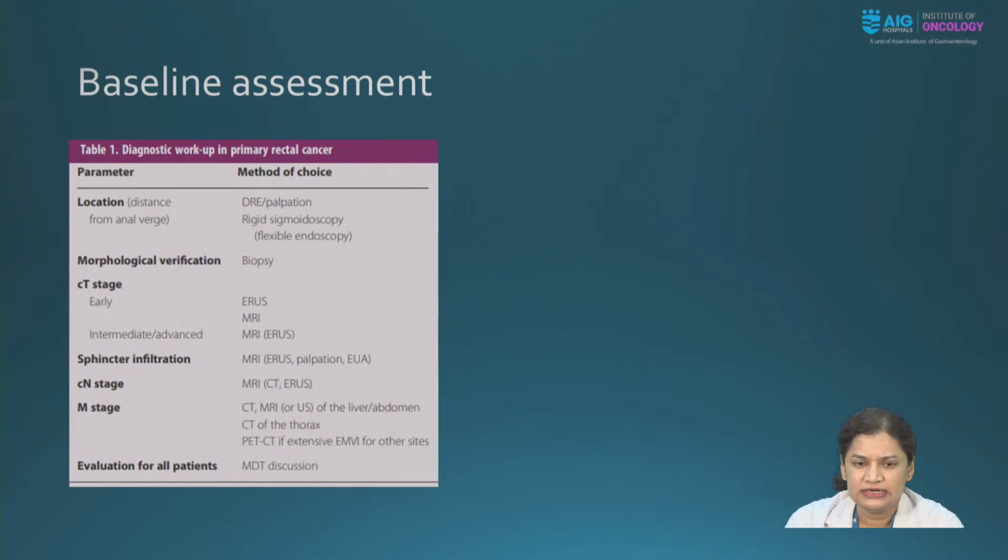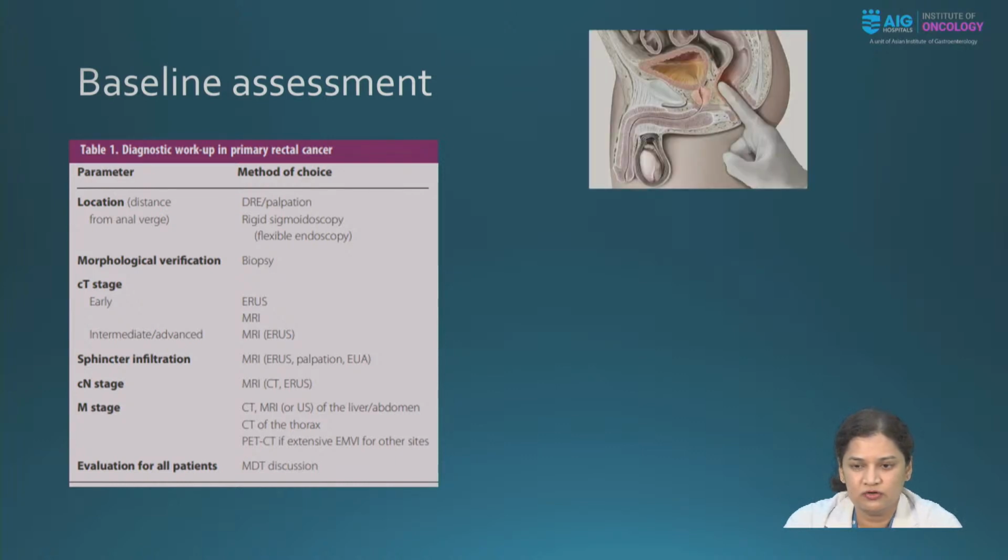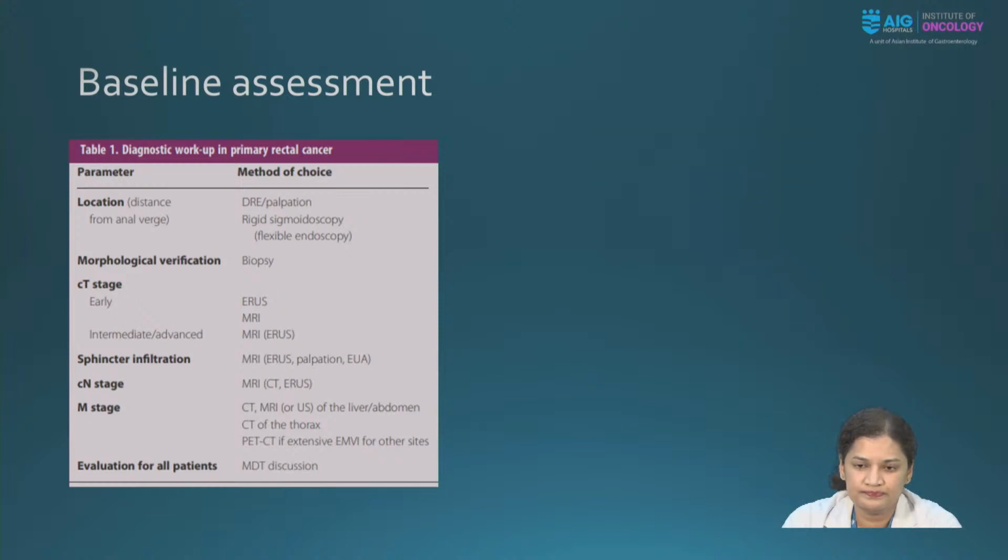Having discussed baseline assessment in the previous lectures, let me summarize it, because a reflection of this will come back towards the end of the lecture in response assessment. The first and foremost step in the diagnosis of any cancer is a clinical examination, of which digital rectal examination plays a major role in determining the distance from the anal verge. A flexible sigmoidoscopy is vital, especially to confirm the diagnosis with a biopsy.